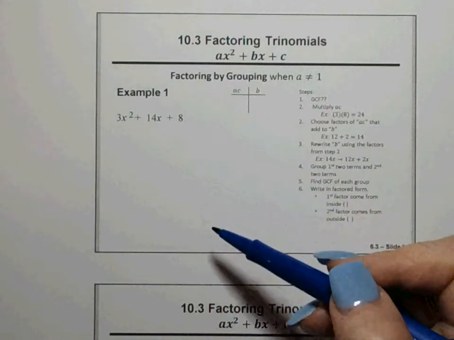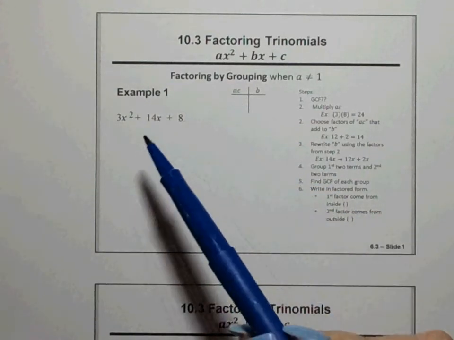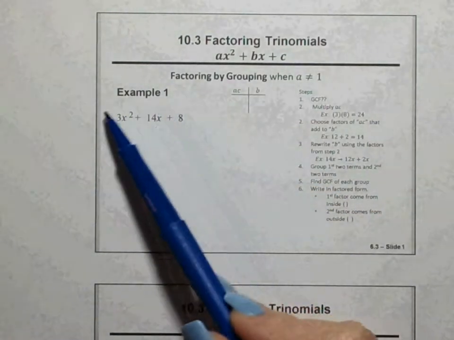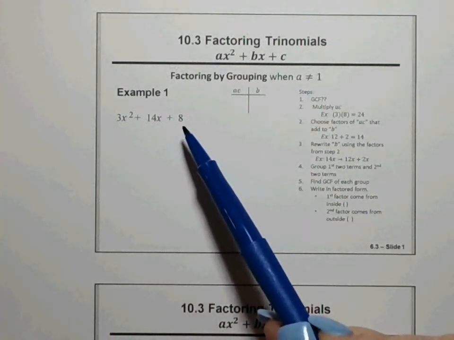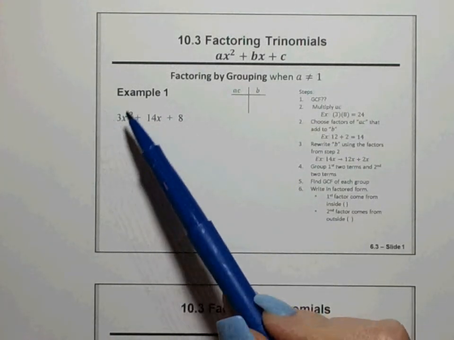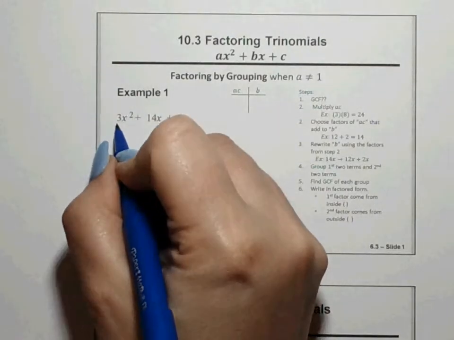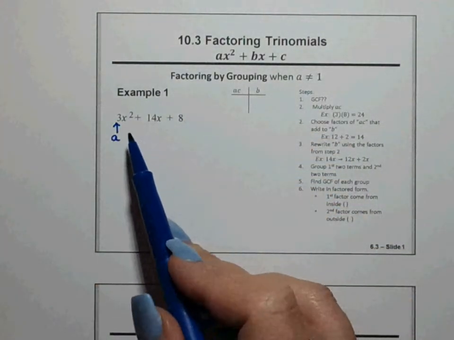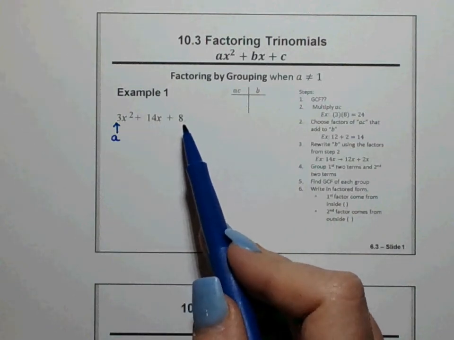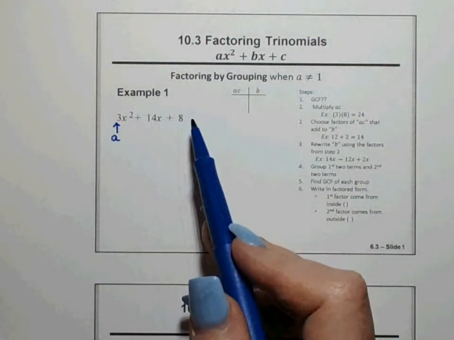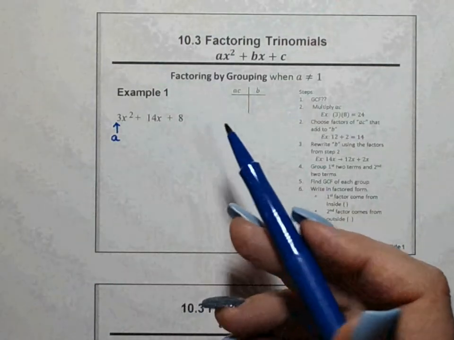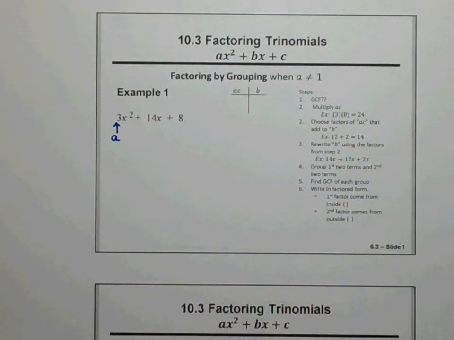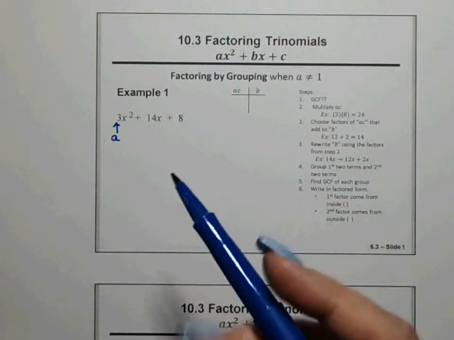So we're going to go through this first example. The first thing we want to look at when we are factoring and this a term right here does not equal 1, we want to look and see if there's a GCF that can be factored out, because sometimes that makes our life a lot easier when we can just pull that out and then we're doing something much simpler when that a is equal to 1.